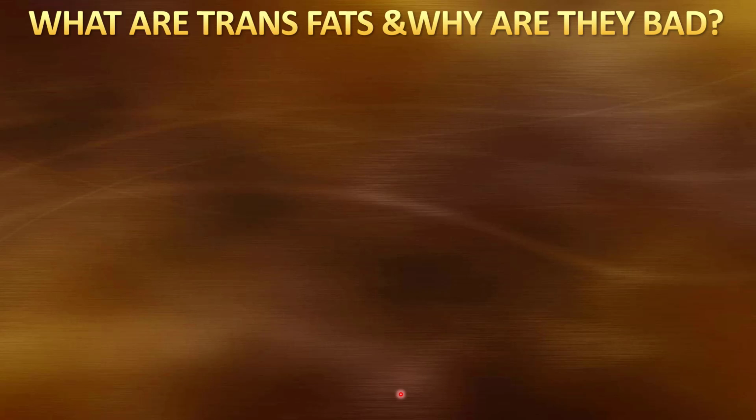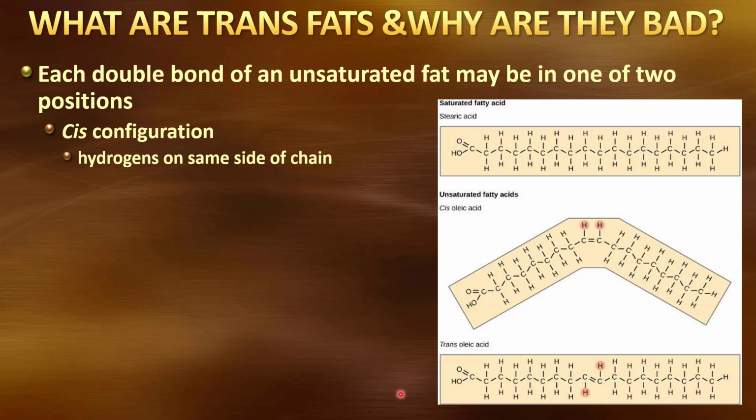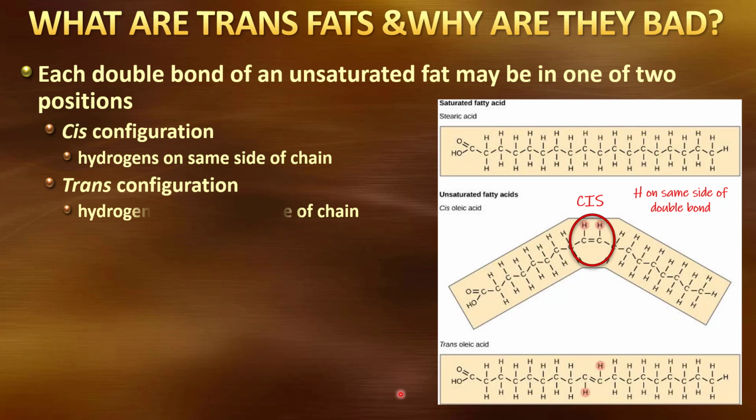Let's take a look at the issue of trans fats. Why are trans fats bad for us? At the top we have a saturated fatty acid, all single bonds. The bottom two pictures are unsaturated fatty acids that contain some double bonds. Remember, each of those double bonds can be in one of two configurations, what we call a cis configuration. Remember what cis means. It means on the same side. So here the hydrogens are on the same side of the carbon chain. We see they're cis, they're on the same side. In the trans configuration, they're on opposite sides of the chain. So down at the bottom, we see the trans configuration with hydrogens on the opposite sides of that double bond.